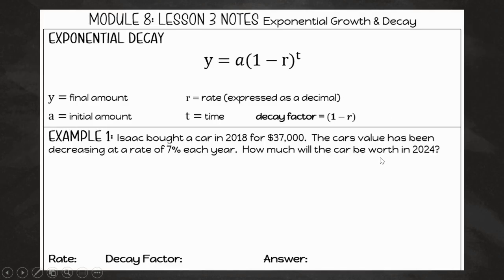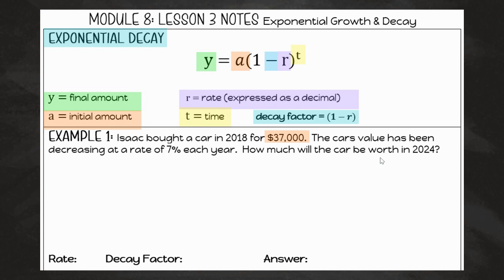All right, exponential decay. So the only difference between growth and decay is that if we're dealing with decay or things depreciating, we're going to be subtracting our rate from 1. So everything else is the same. The only difference is now we are finding the difference, or we are subtracting from 1 instead of adding to 1. So let's look at our first example.